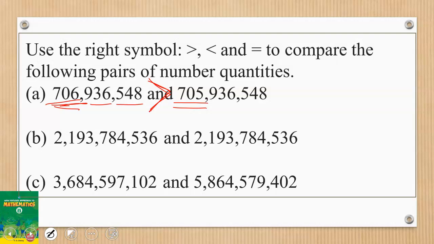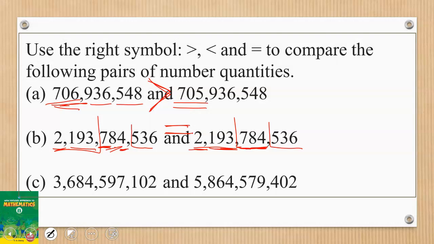Then again, we go to the next one. Here we have 2,193,000,000. Here too we have 2,193,000,000. So up to this point, they are the same. Then the next is 2,193,784,000. Here too 784,000, they are also the same. Then we have 536 and 536. That means the two numbers are equal. So I'll put the equal sign in between them.